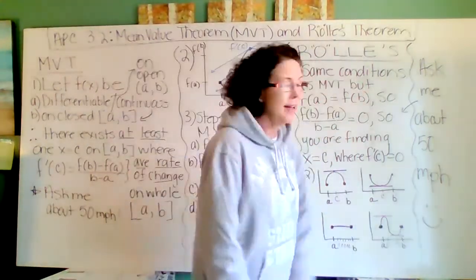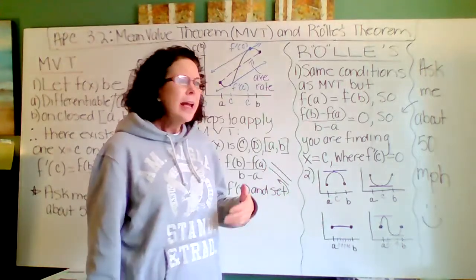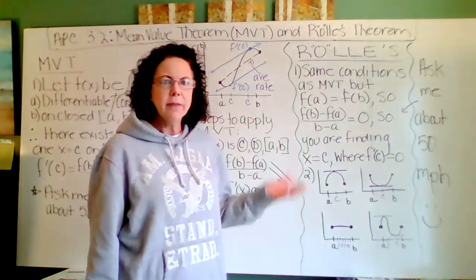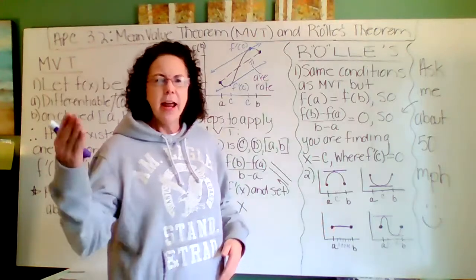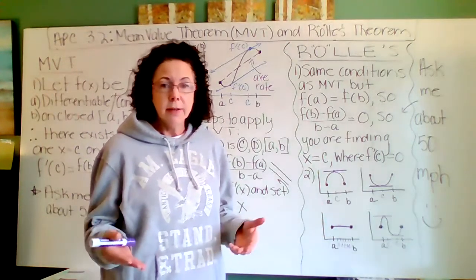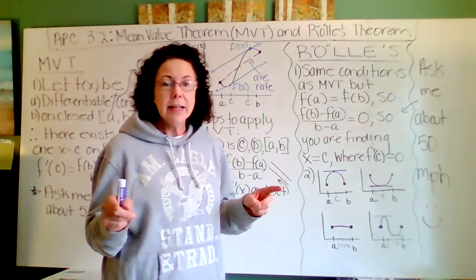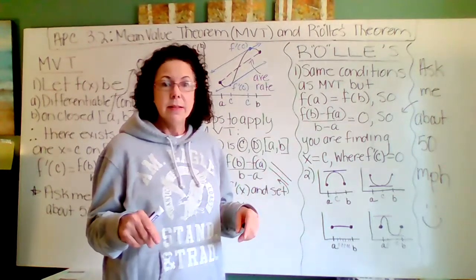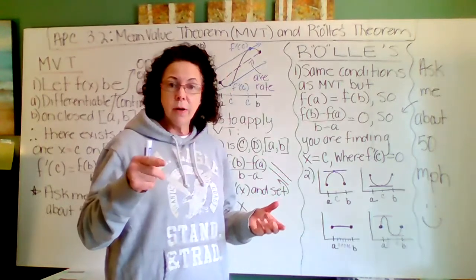And again, ask me about 50 miles per hour. So again, isn't it true that if at the beginning, at hour 1, you're going 50 miles an hour, and at hour 2, you're going 50 miles an hour, right? That is, f of a equals f of b. Didn't it have to be somewhere where the derivative was 0, right?